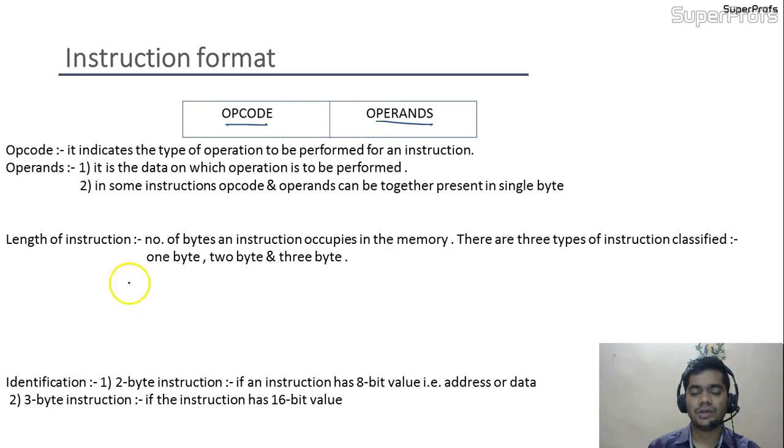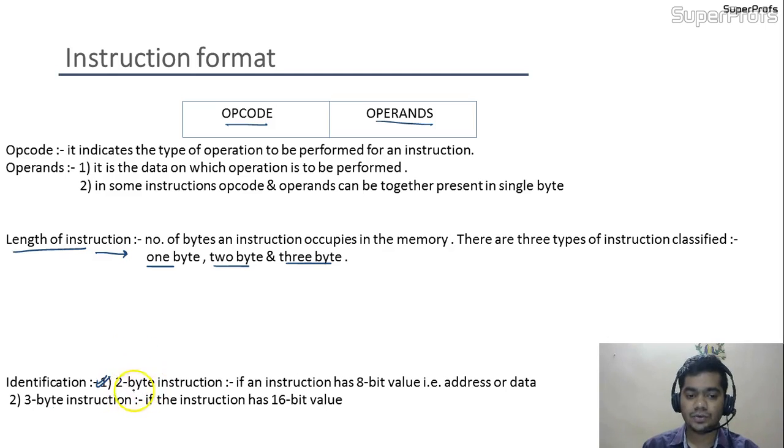So how are we going to identify whether the instruction is a 1 byte instruction, 2 byte instruction or 3 byte instruction? What is meant by 1 byte, 2 byte or 3 byte? It is the length of the instruction, that is, the number of bytes an instruction occupies in the memory, and that is represented as the length of the instruction. So how are we going to identify it? There are 2 points available with us.